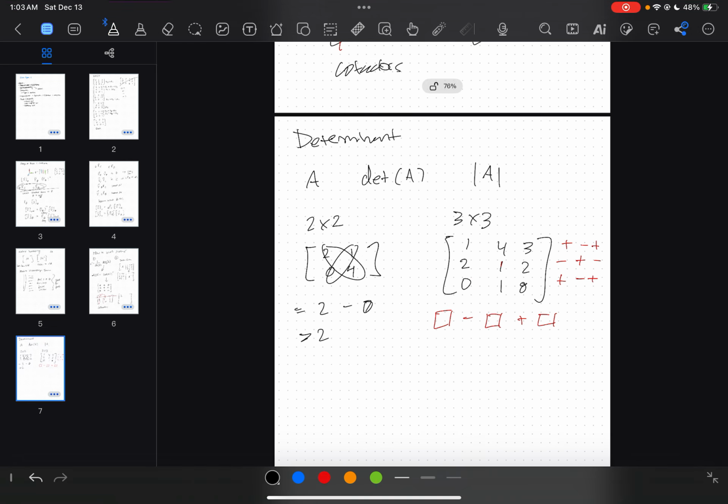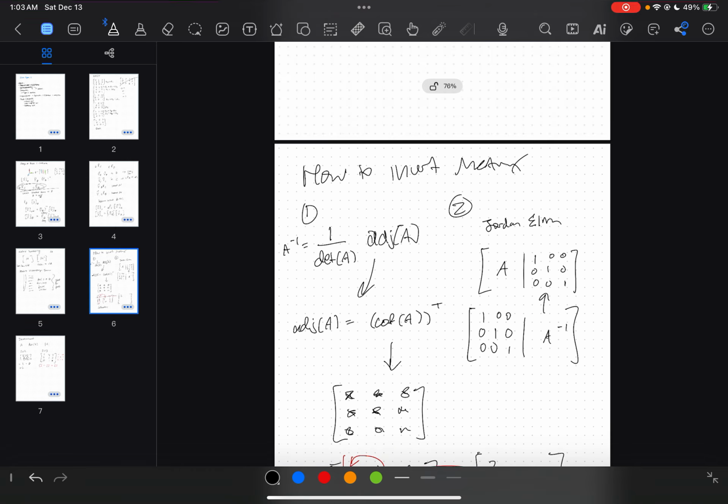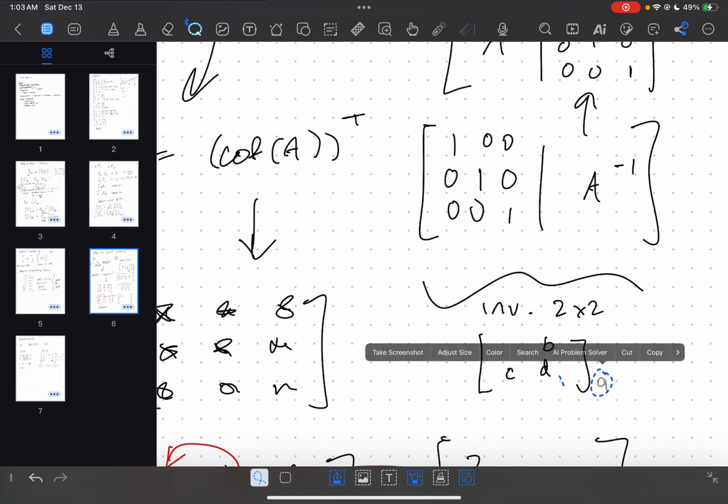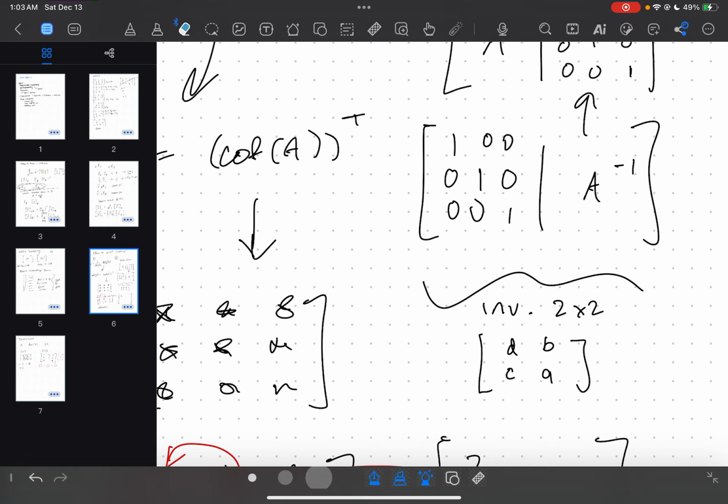I also forgot to mention the inverse of a 2x2. You take these, swap A and D, and you negate, subtract B and C.